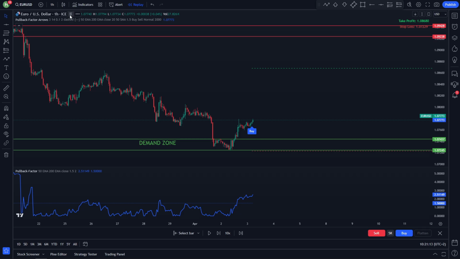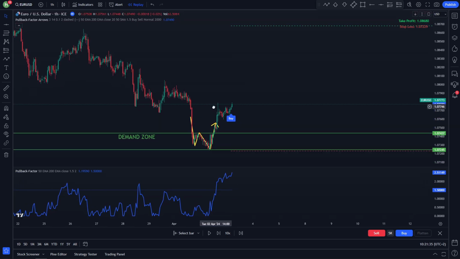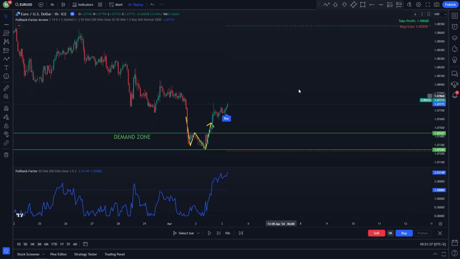For our last trade example, I've selected the euro against the US dollar in the hourly time frame. The euro USD is one of the most traded pairs and offers great liquidity for new and established traders. What we can see from the chart is the pair has made a double bottom rejection away from a demand zone. A double bottom rejection is a popular reversal pattern, often leading to a change in the trend.